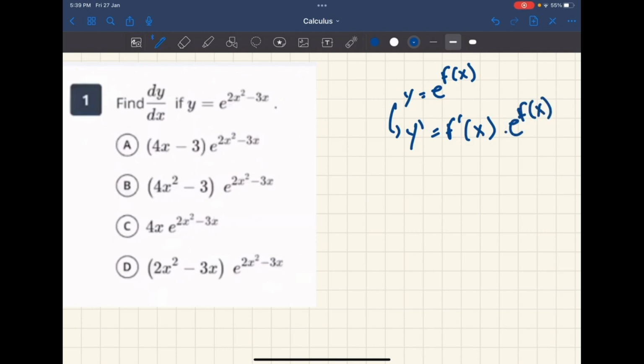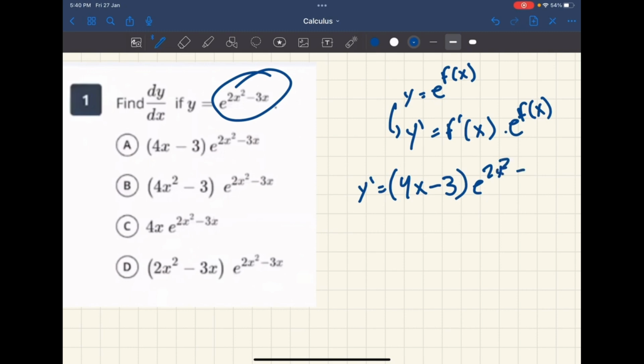And so we're going to apply that to this right here. So y prime will equal the derivative of f(x), which is this one right here, and so it would be 4x minus 3. And then we would write e to the power of f(x), which is this right here, and we wouldn't change anything about it, so we'd write it as it is: e to the power of 2x squared minus 3x. And the answer would be A.